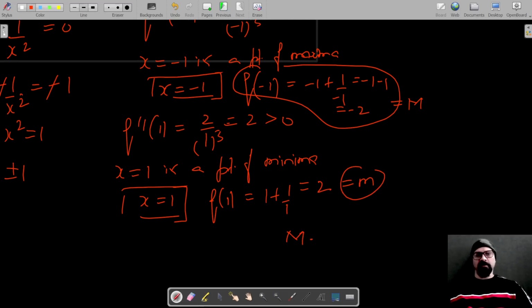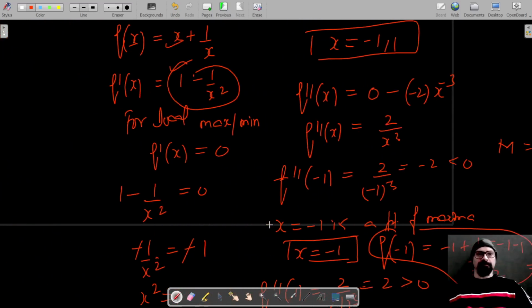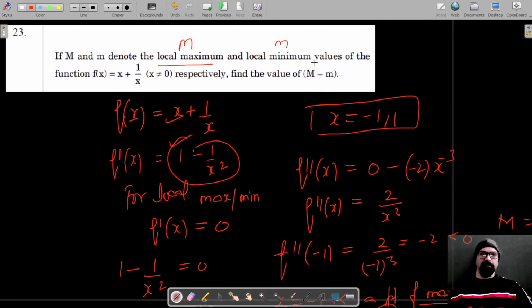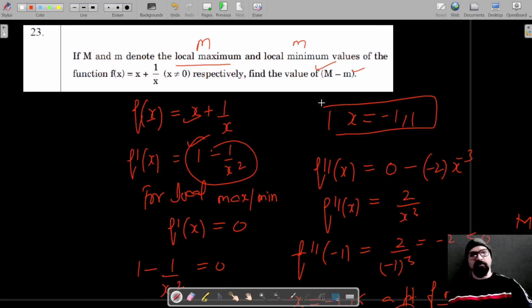And we have to find the difference of the local maximum and the local minimum value. So -2 minus 2 is -4. So -4 is the difference between the local maximum and the local minimum. Moving on to the next question, and that is question number 24.